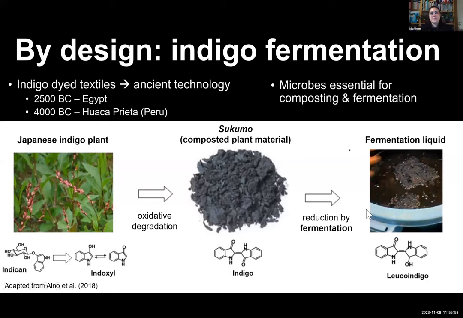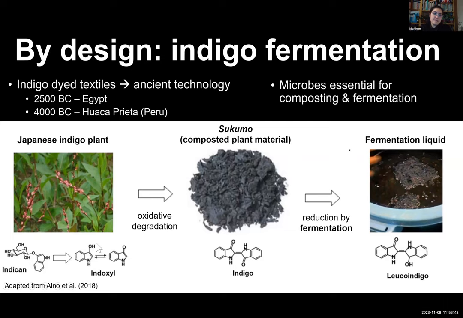So if we consider pigments and dyes by design, indigo fermentation is also one of these ancient technologies. In 2500 BC, there were the first indigo-dyed textiles that were dated to that time. And in Peru, even earlier than that, there's now evidence for 4000 BC materials that were dyed with indigo. I won't go into the chemistry and everything else that's involved in the production of indigo, but I do want to highlight that microbes are essential for this process.